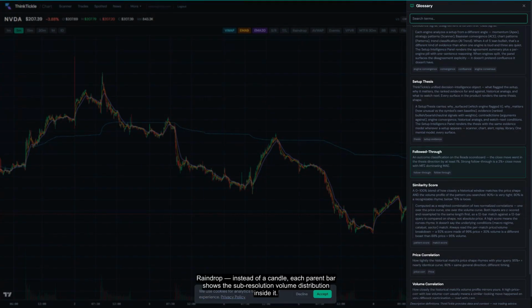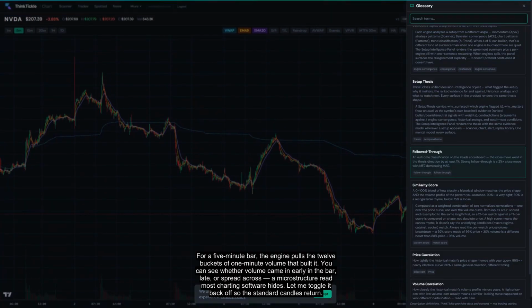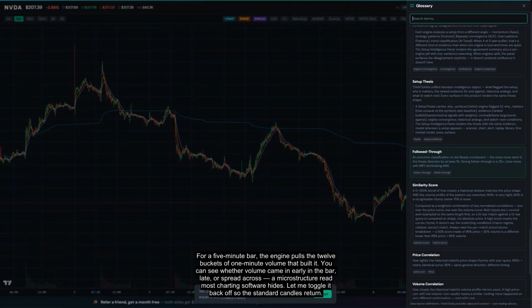Raindrop, instead of a candle, each parent bar shows the sub-resolution volume distribution inside it. For a 5-minute bar, the engine pulls the 12 buckets of 1-minute volume that built it. You can see whether volume came in early in the bar, late, or spread across, a microstructure view most charting software hides. Let me toggle it back off so the standard candles return.